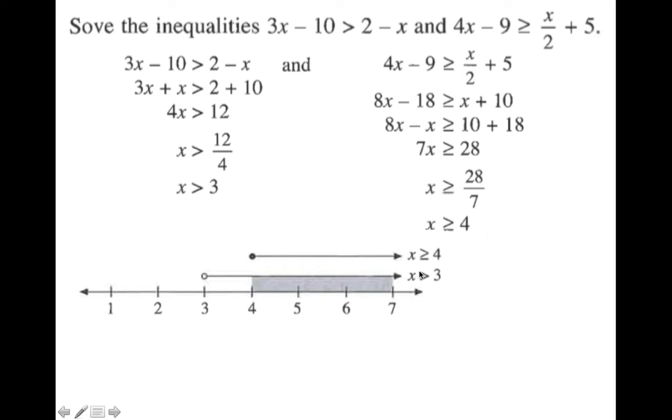Then we moved the x over, moved the 18 over. We combined like terms. Divided by 7, we have x is greater than or equal to 4. Put both of those in one number line. They have both been placed on here. This is an AND problem. It means we are looking for the intersection of these two events. The intersection is the overlap. These two overlap in the shaded region here.